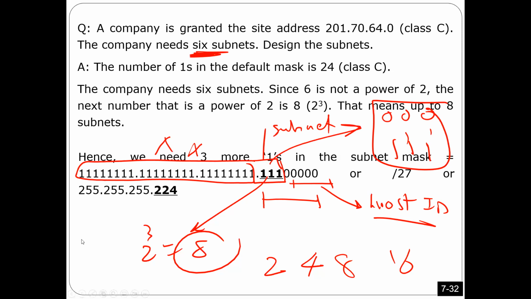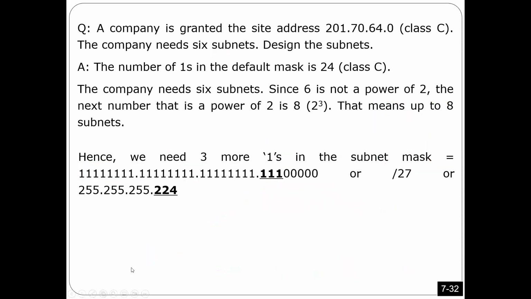So now I have 3 bits. I'm going to decide here 3 bits for the subnetwork ID. And for each subnetwork, I have here 5 bits to have 2 to the power 5 computers. You understand what I'm saying?